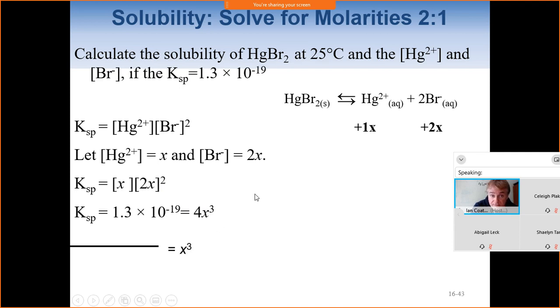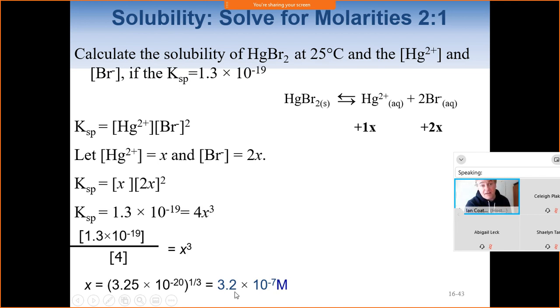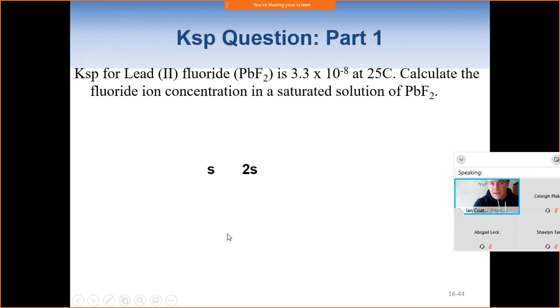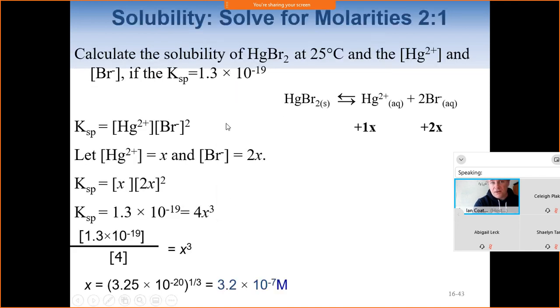Okay. Divide by 4, get rid of the 4. X is equal to 3.2 times 10 to the negative 7. And be careful. There's a square root, but in this case you will need to do the cube root, which is a function on your calculator. Okay. So that's how that one works. I don't know if you guys have any more questions or want to talk to me.